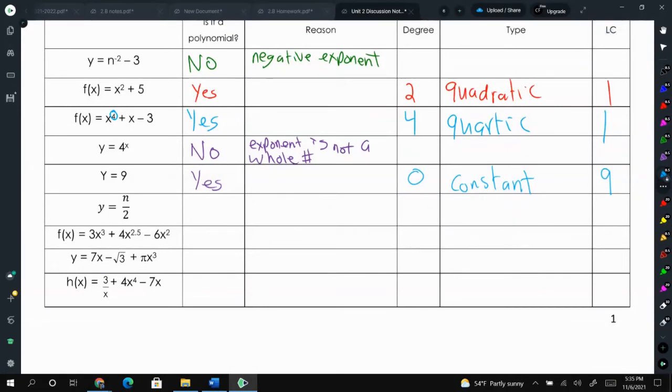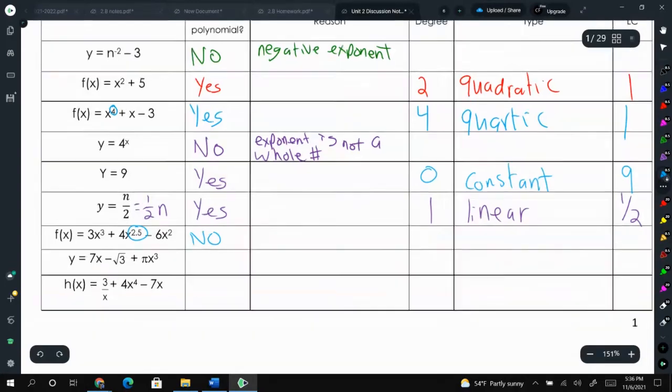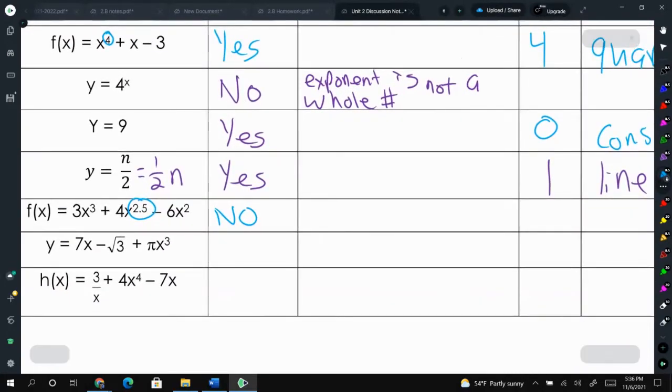Now this one, you may say, well, what happens to the fraction? Remember, you could write this as 1/2 times n, which is a linear function where you have a slope of 1/2. So yes, this is a polynomial. Your degree is 1. This is linear. And your leading coefficient is 1/2. Next one, 3x squared plus 4x to the 2.5 power. That means no, because your exponent is not a whole number. It doesn't matter that we have a third power and a second power. That 2.5 power means it's not a polynomial function.